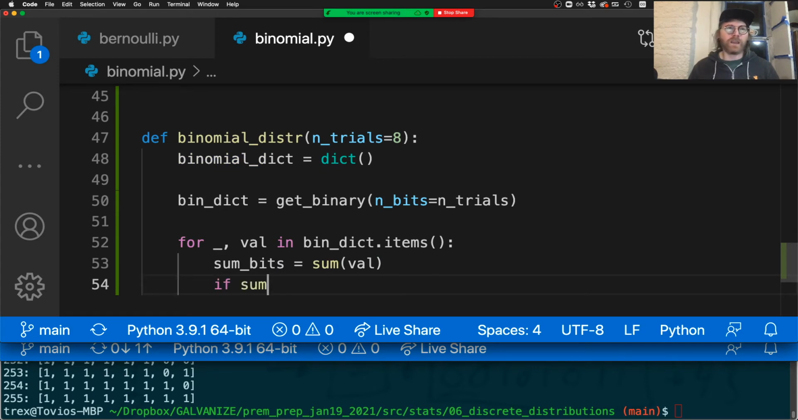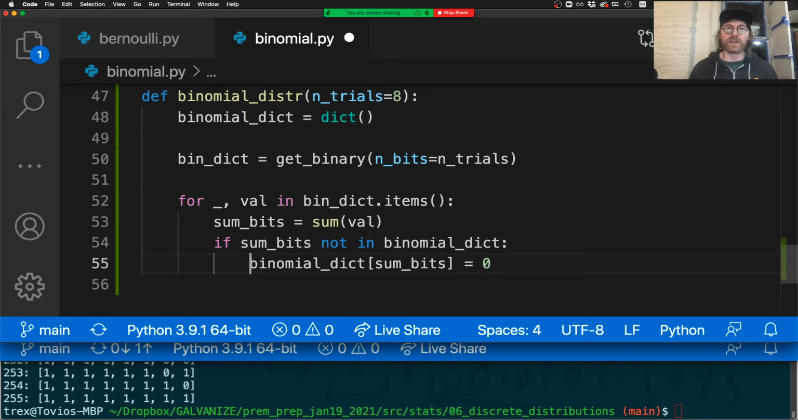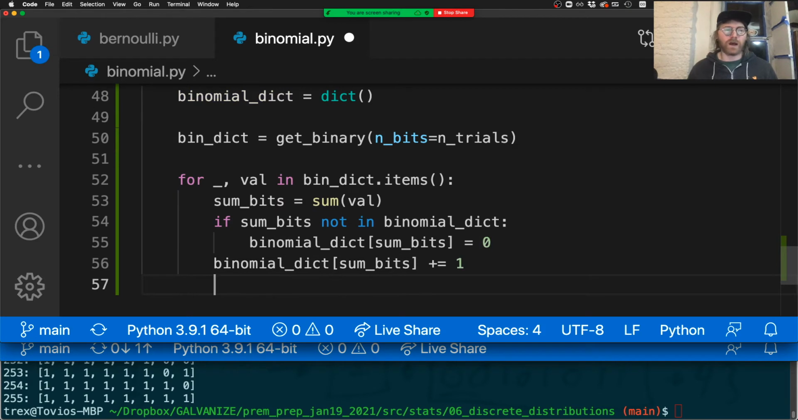Then if that sum of the bits is not already in the binomial dictionary, this is a pattern that we're going to see. If it's not in there, then I'm going to put it in there. Binomial dictionary sub sum of the bits, as I said before, I initialize it to 0, then I increment it by 1, and that's it.